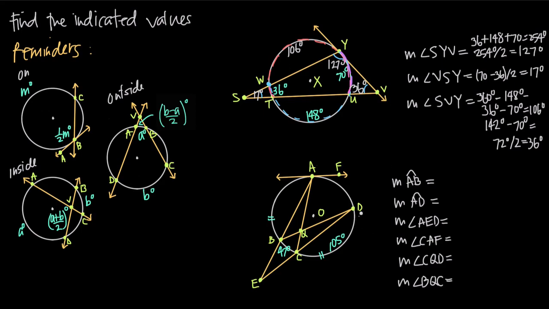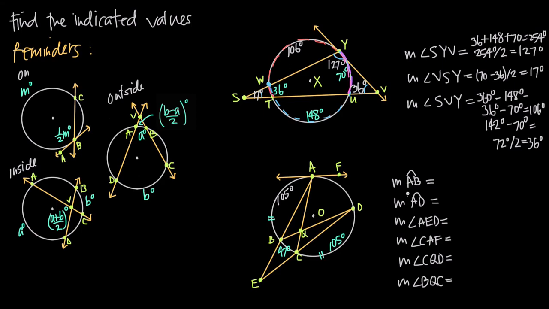What about this second example here? We have circle O with a tangent line and multiple secant lines. I've already been told that the degree measure of arc CD is 105 degrees. I also know that arc CD is congruent to arc AB, so since this one is 105 degrees, I can also say that this is 105 degrees and fill that in right away. I also know that the degree measure of arc BC is 47 degrees, and I know that line AF is tangent to the circle at the point A.